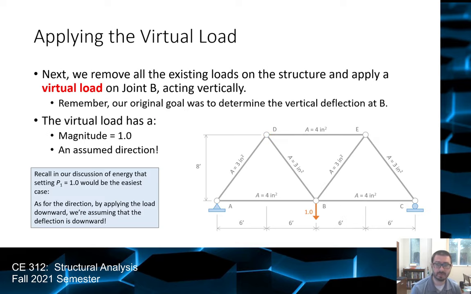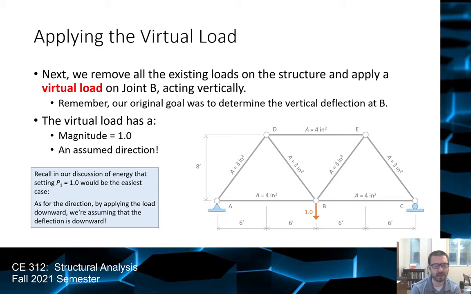Then what we do is we apply a virtual load. Recall that in the discussion, if we set P1 equal to 1, it's the easiest case. That's why we use a value of 1. We put it at B because that's our marker for tracking the energy. We want to be able to compute the external work at B, because our goal in this problem is to find the vertical deflection at B. We place it downward because based on the original structure, I think it's deflecting downward.